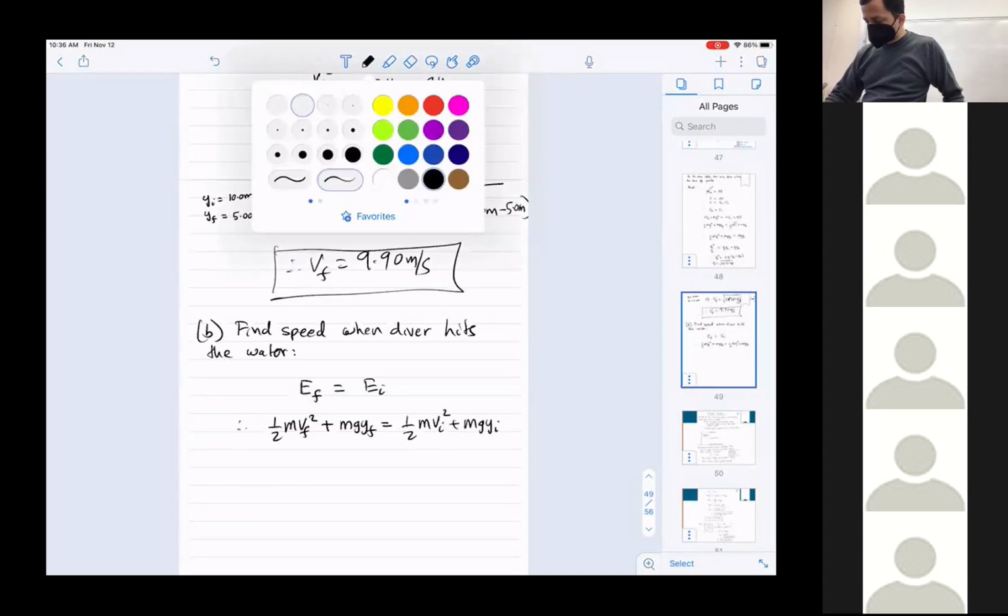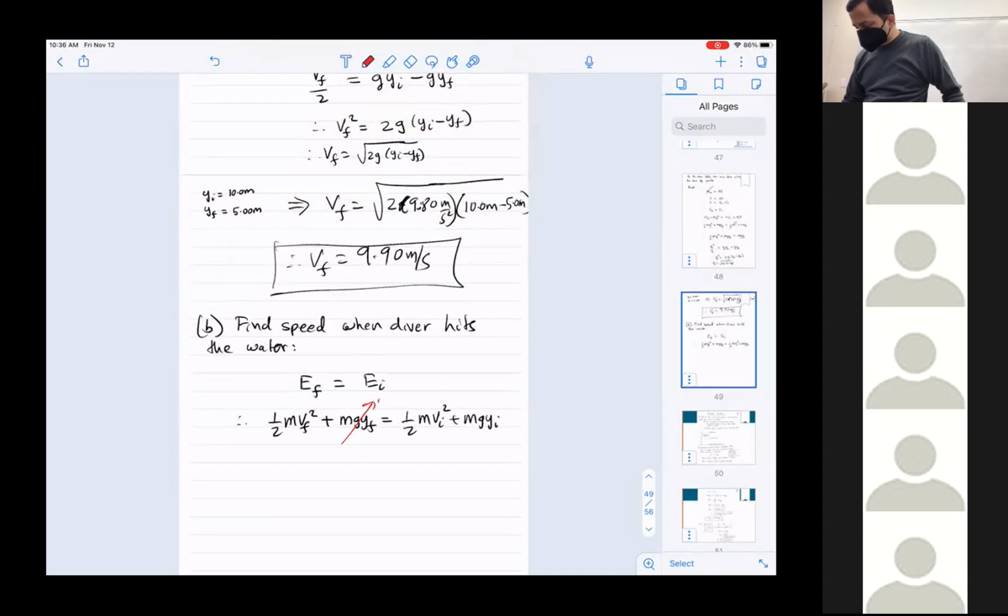Over here, what's going to happen is when he hits the water, this will be 0 because y final is 0 at the water. And over here, this will be 0 since at the springboard, he drops from rest, v initial is 0. So those two terms go away. And so then you just get this very simple result that 1/2 m v final squared is equal to mgy initial. And again, the statement of this equation is that all the initial gravitational potential energy that the diver had when he was standing on the springboard has now been converted into kinetic energy when he hits the water.